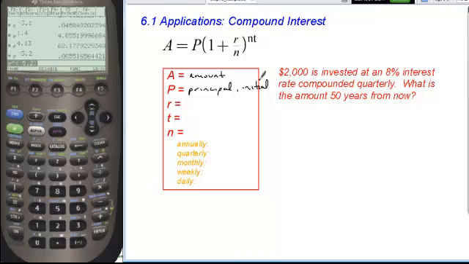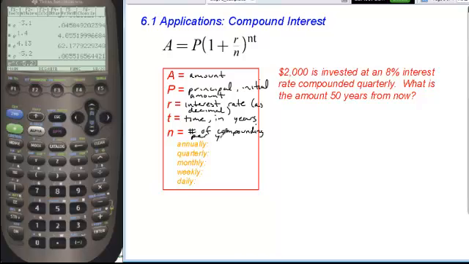R is the interest rate. When you represent R, it's represented as a decimal, so it's in its decimal form. T is the time, and it'll be measured in years. And then finally, N is the number of compoundings that happen within each year.